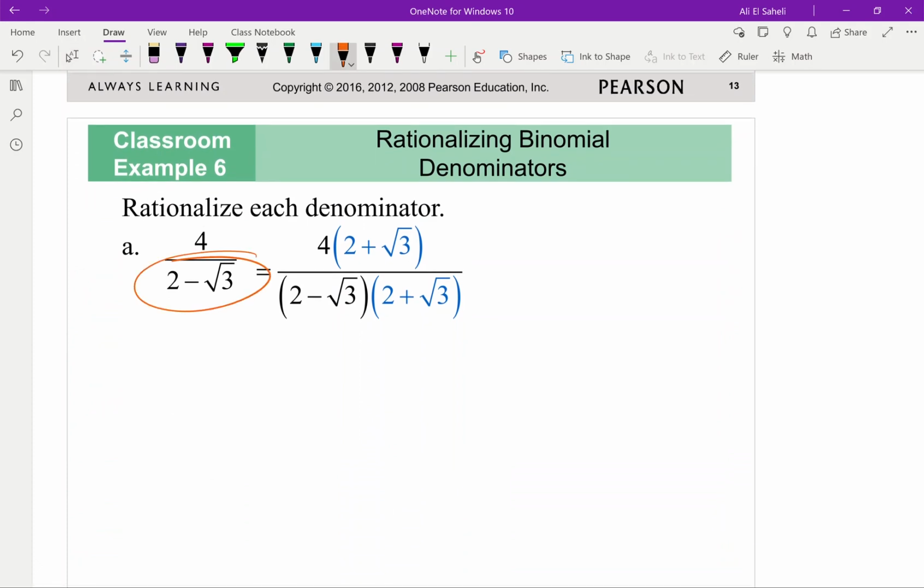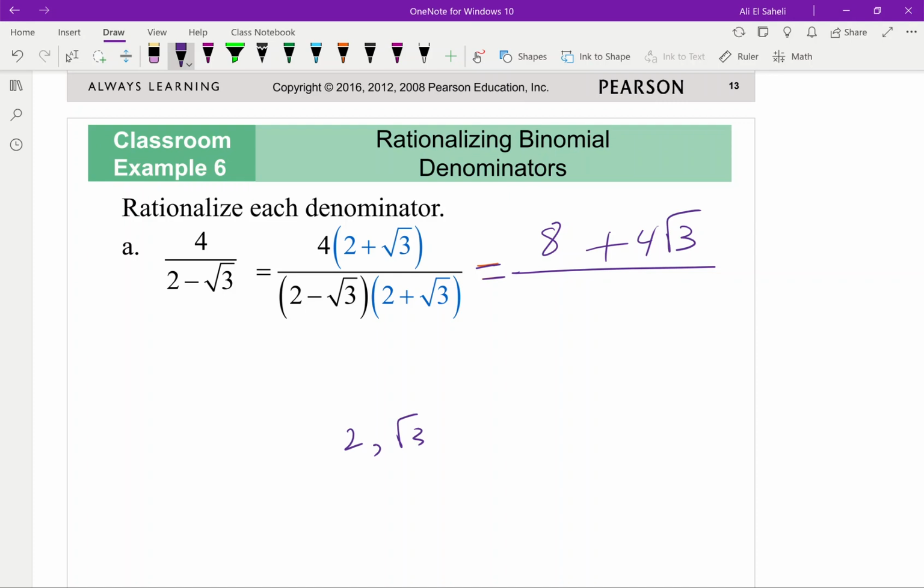This is the denominator. We multiply by its conjugate, but we have to do the same thing for the numerator. Basically, we are multiplying by 1. Then the numerator becomes 4 times 2 plus 4 times radical 3. And this is a minus b times a plus b. A is 2 and b is radical 3. So a squared is 4 minus radical 3 squared is 3.